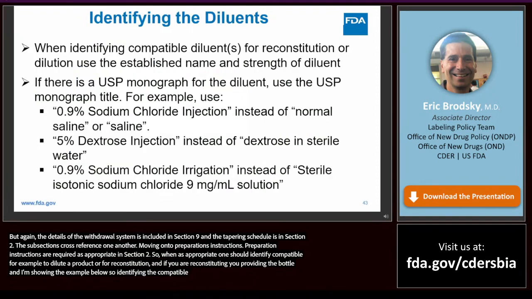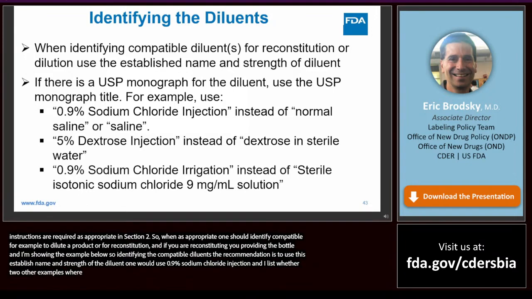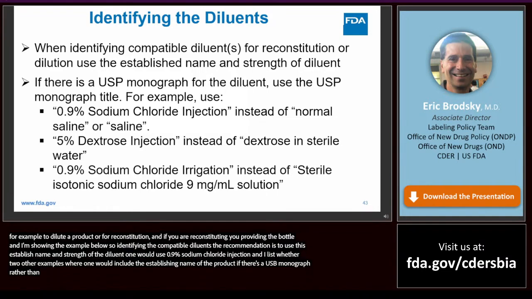So when one identifies the diluents, the recommendation is to use the established name and strength of the diluent. And I give you a few examples here. So one would use 0.9% sodium chloride injection instead of normal saline or saline. And I listed two other examples of where one would include the established name of the product, if there's a USP monograph, rather than other terminology in Section 2 when describing the diluent.